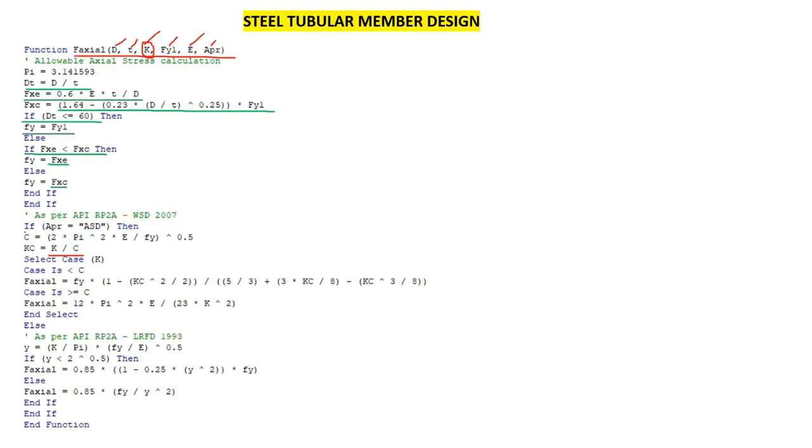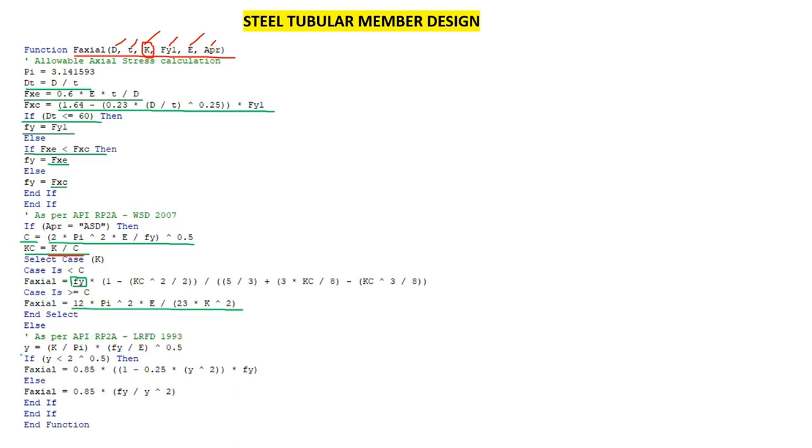First we need to calculate the Cc value, the square root of 2 pi squared E by Fy. And Kc, we are calculating as K by C, this ratio. If the slenderness, K is nothing but KL by r, is less than Cc, then we need to use the yield value; it is also a function of the allowable stress. If it is more than Cc, the yield value is not a function at all. That's what I tried to tell you.